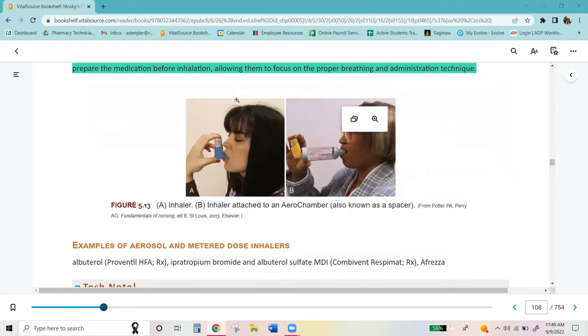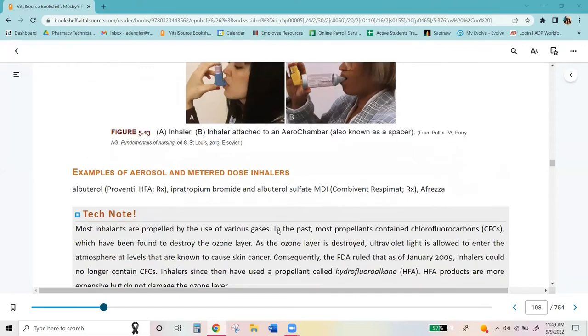So picture A is just a regular metered dose inhaler. In B, they have an inhaler attached to an aero chamber, which is known as a spacer. So you will get prescriptions, and they will also have prescriptions for spacers on them. Sometimes they're covered by insurance, sometimes they're not. Usually for children, they are the best way to make sure that they're getting the actual medication.